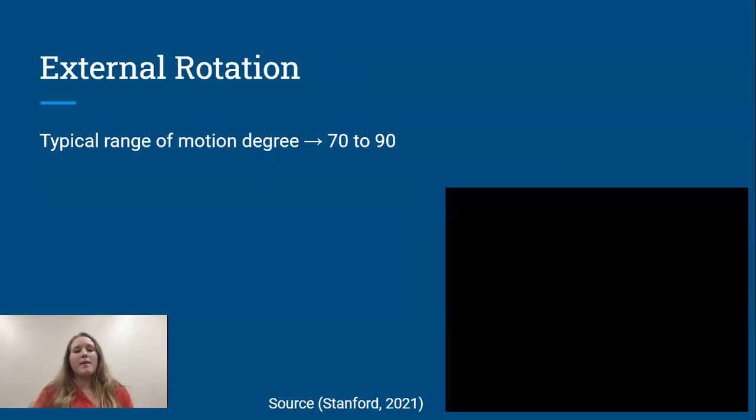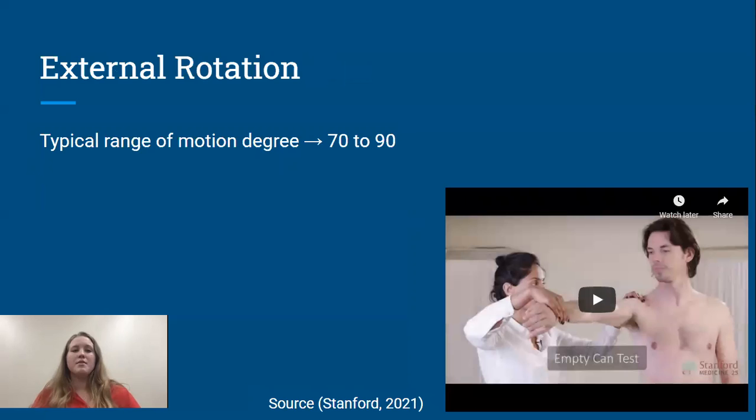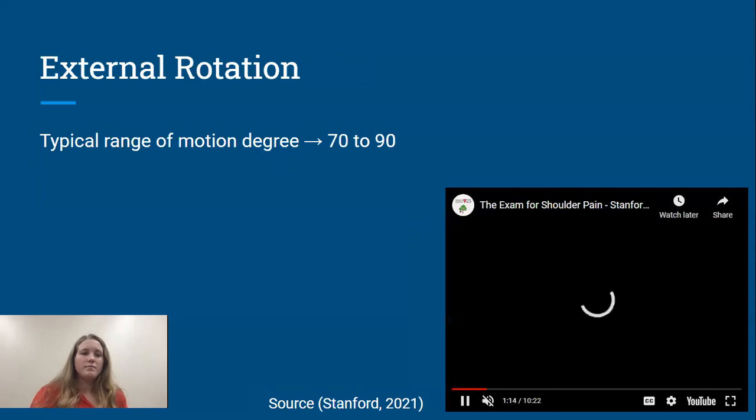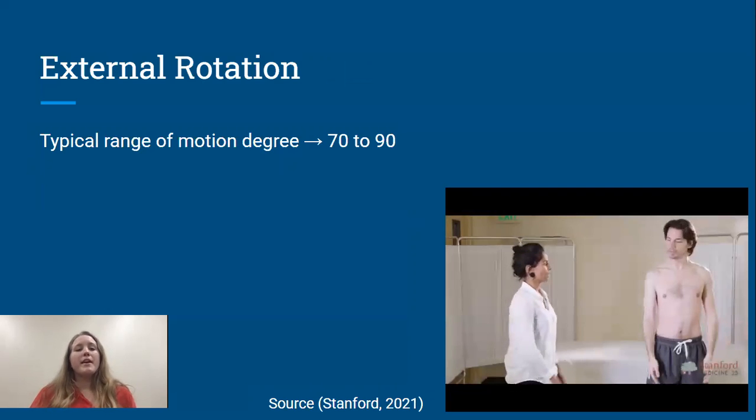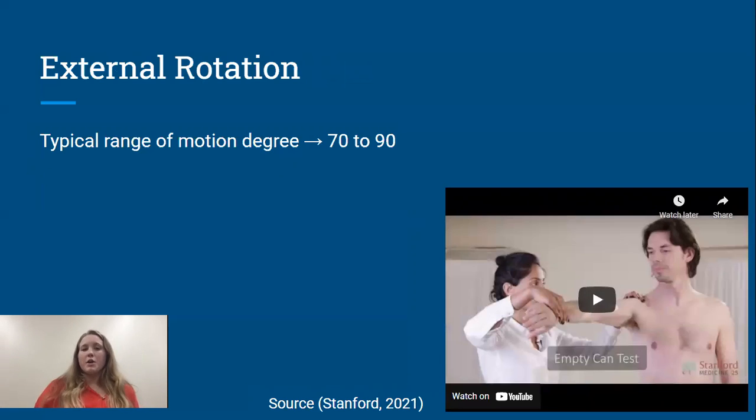Next, I'll be talking about external rotation. Here's an example of external rotation. You have the patient flex at the elbow 90 degrees with the arms attached to the trunk and the palms supinated. Then have the patient externally rotate the shoulder by bringing the forearms laterally. The typical degrees for this rotation would be 70 degrees to 90 degrees.